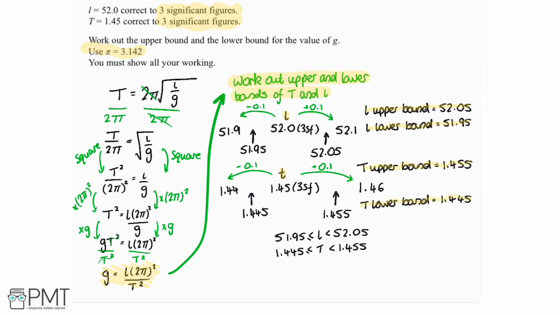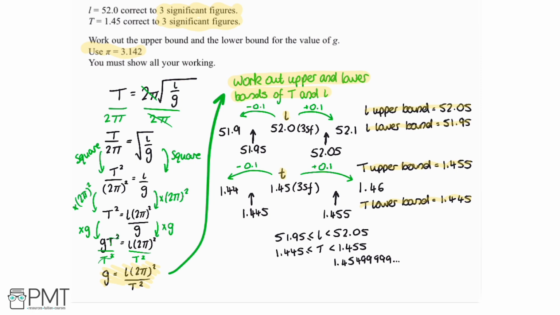Now something you might have noticed is that with our upper bounds, if you actually take the value of our upper bound and round it to 3 significant figures, you won't get what we want. So if you take 1.455 and round it to 3 significant figures, you won't get 1.45. So if you take anything just below it, for example 1.4549999, and then keep on going forever, and round this to 3 significant figures, you will get 1.45.